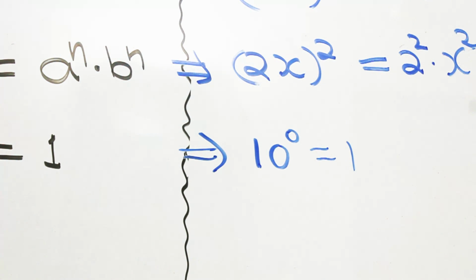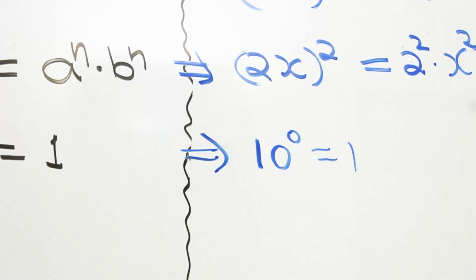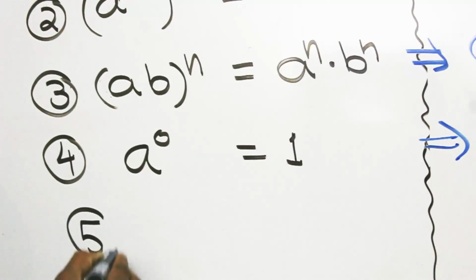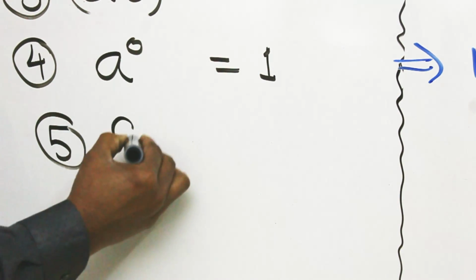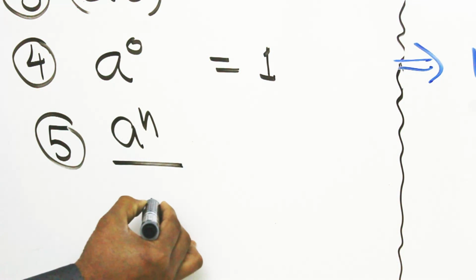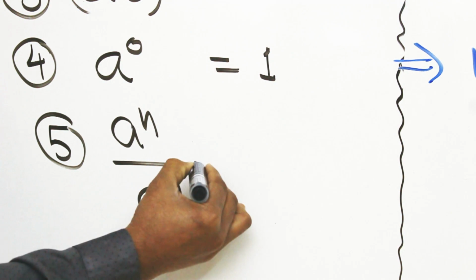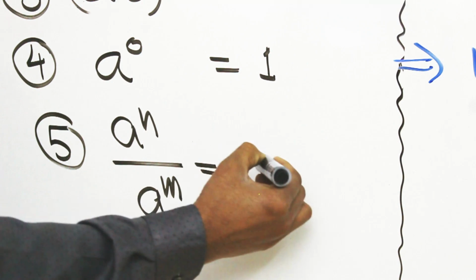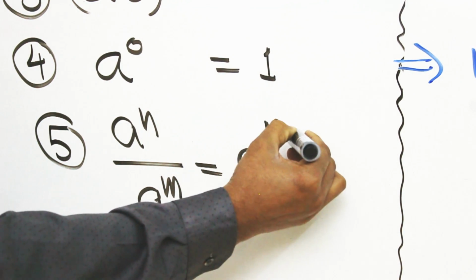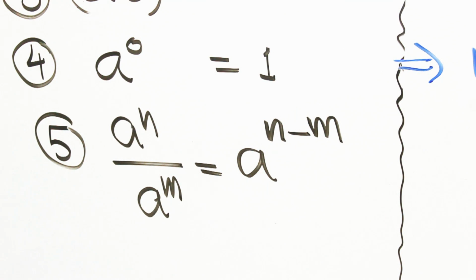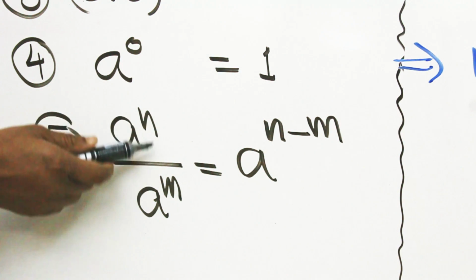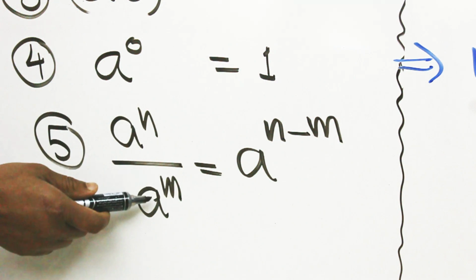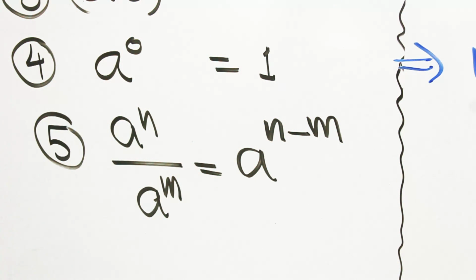Then we have some more rules. Rule number 5: a power n by a power m is equal to a power n minus m. So for division with the same base and different powers, we just subtract the powers.